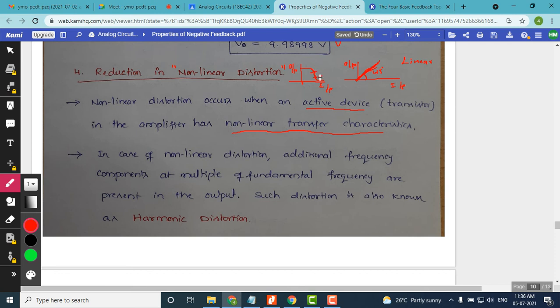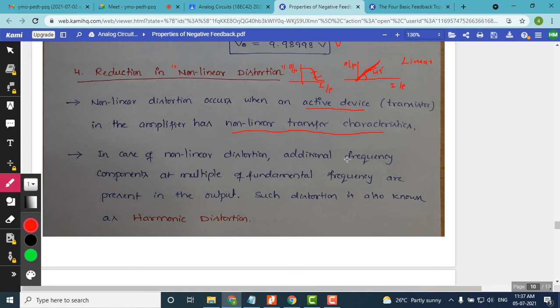Since the device is non-linear in nature, it results in distortions. When we try to use an amplifier in the non-linear region, it results in distortion. In case of non-linear distortion, additional frequency components at multiples of the fundamental frequency are present in the output. I hope you are understanding this.